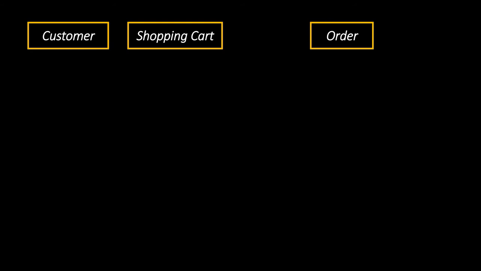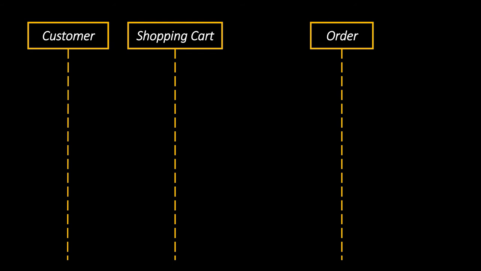We could have two, three, or several. Beneath these, we stretch out some dotted lines. These represent lifelines, the timeline of these objects. We start by representing the messages that go between these objects at the top of this timeline or sequence.